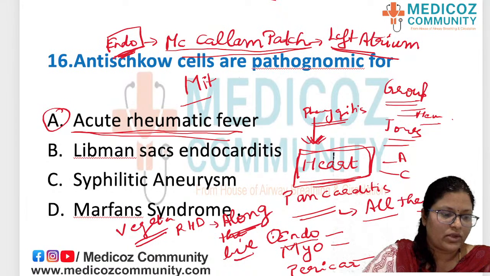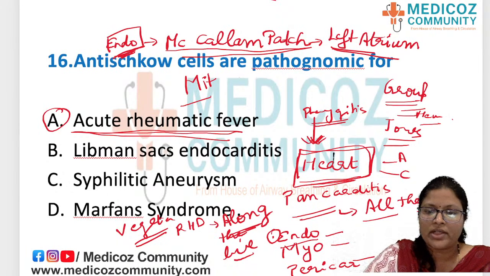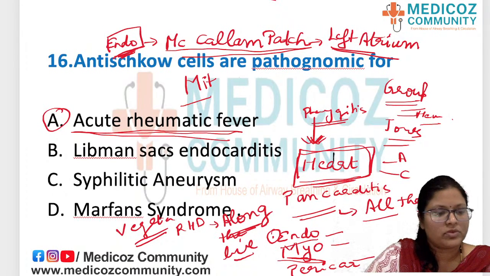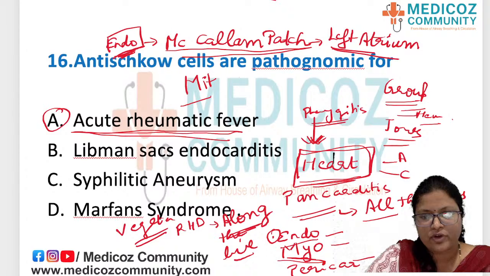That is about the endocardium. Now for the myocardium, we'll discuss what is seen there. In the pericardium, what you see is adhesions or fibrosis. So this is adhesive pericarditis.